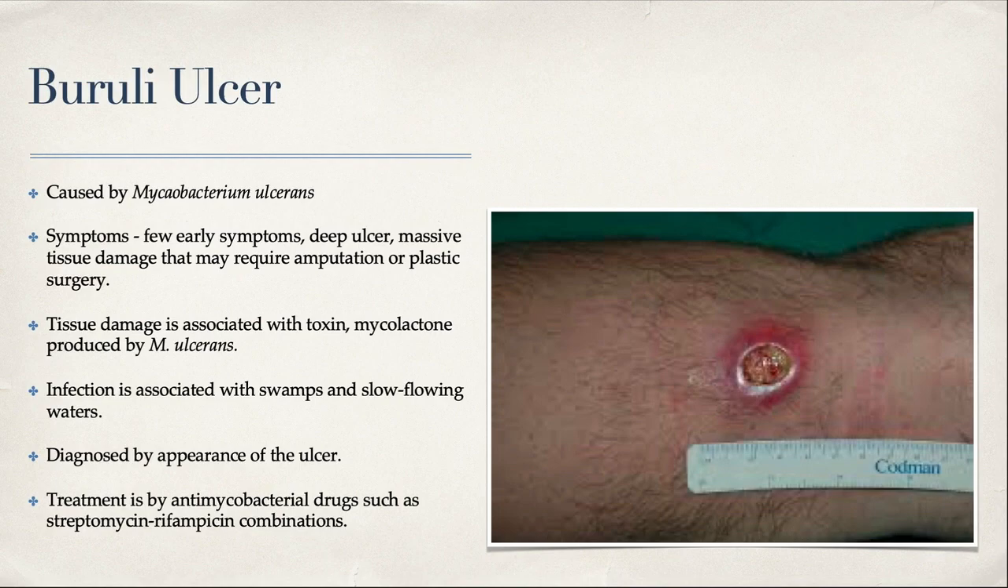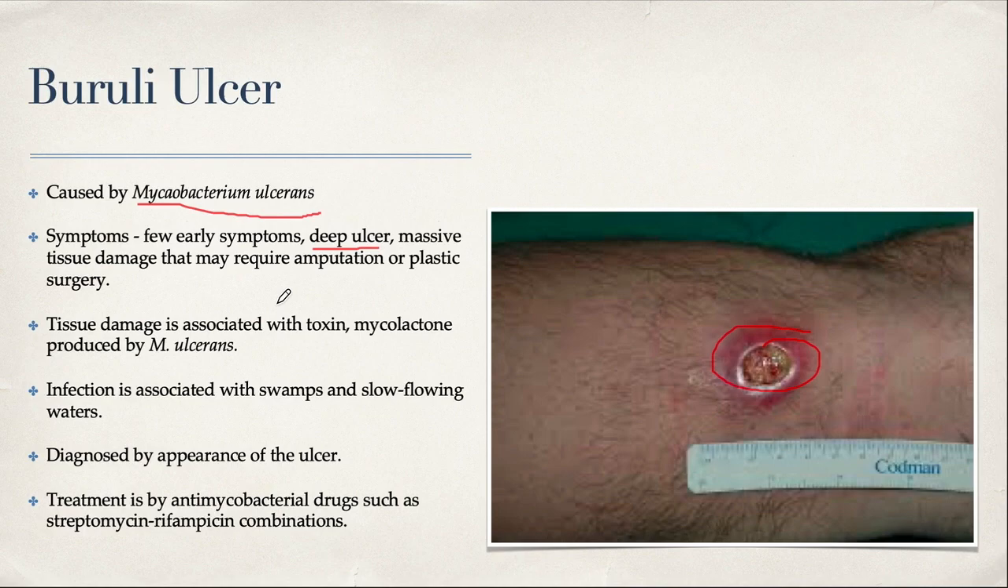Then you have the Buruli ulcer. Buruli ulcer is caused by Mycobacterium ulcerans. Early symptoms are almost non-existent, and so it's very difficult to detect early until you have the deep ulcer developing. That's an example of the ulcer associated with Buruli ulcer. So you have the deep ulcer. It could lead to massive tissue damage, which may require amputation. And it's caused by the microorganism Mycobacterium ulcerans. So that's where the name comes from.